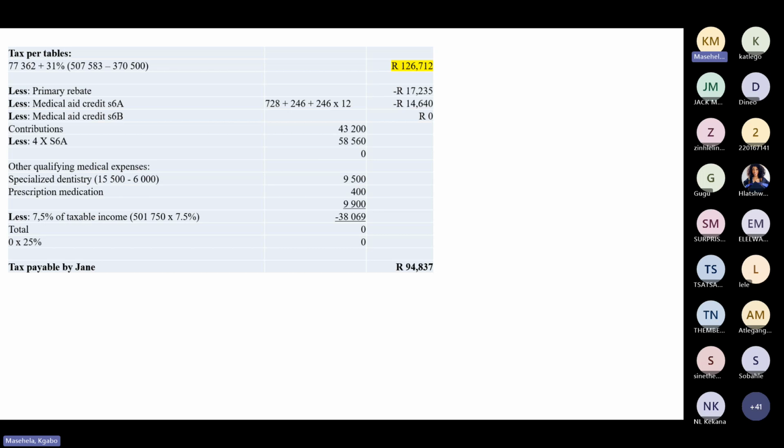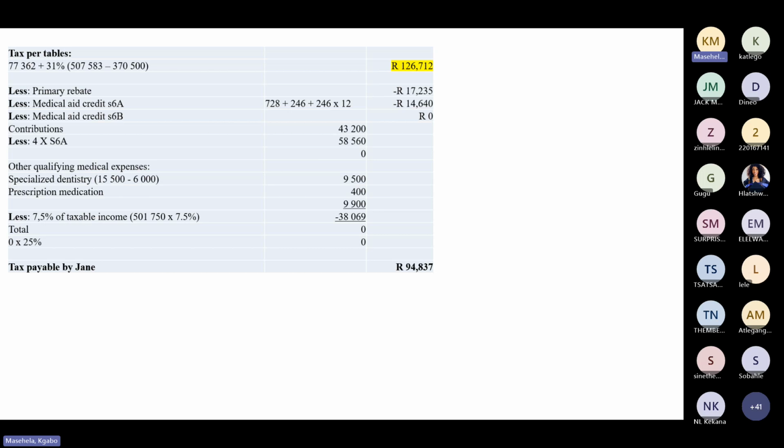I was so shocked, guys, when I saw the students. I'm sure they've heard about 17, but the rest of the figures, they didn't know the exact amount of the primary rebate. Guys, it is 17,235.